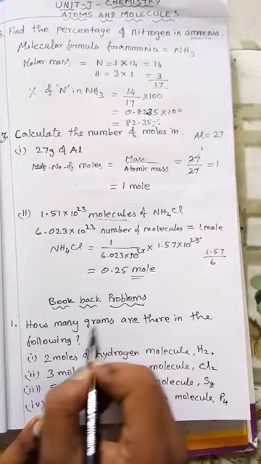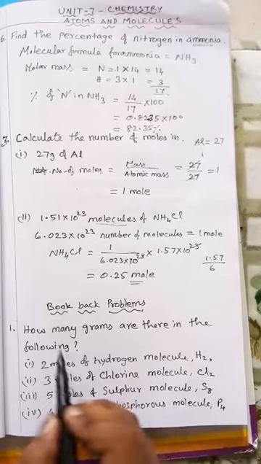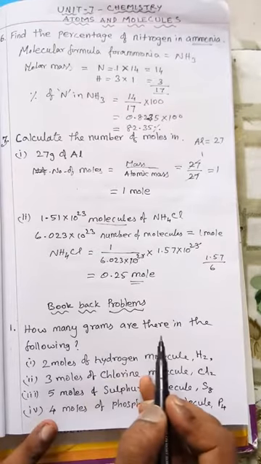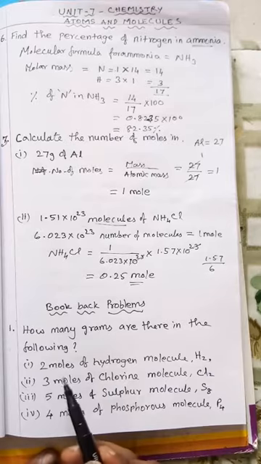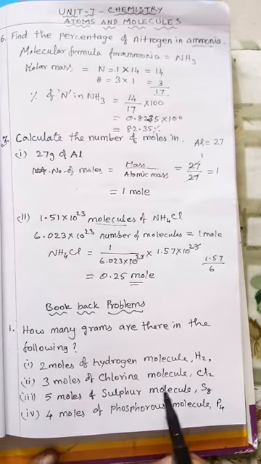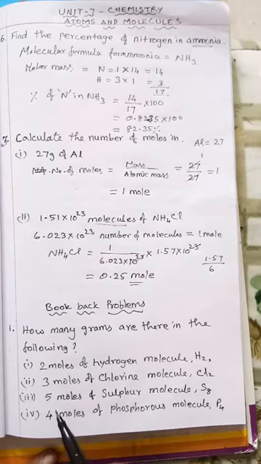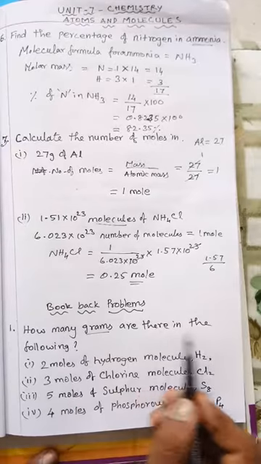This is another one, a book back problem, the exercise. How many grams are there in the following? Four questions are given: 2 moles of hydrogen molecule H2, 3 moles of chlorine molecule Cl2, 5 moles of sulfur molecule S8, and 4 moles of phosphorus molecule P4. We want to find how many grams are there in the following.